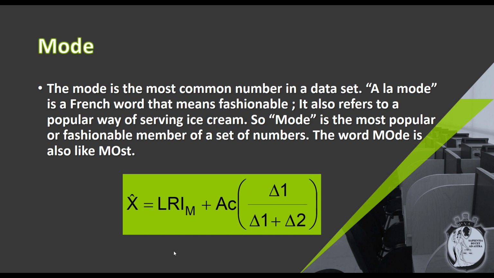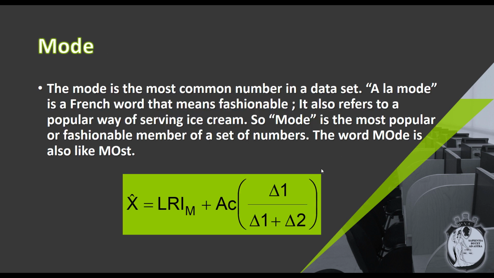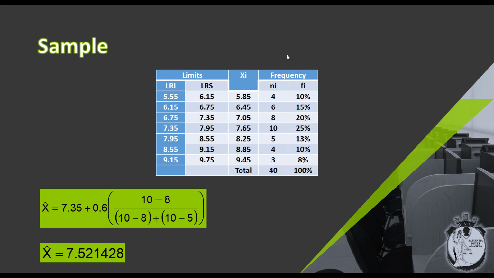Again, this is the formula. It looks very hard, but it's so easy. We have the example here. You need to remember what the mode is: the most common number in the data set. So you need to check the absolute frequency and select the row with the higher frequency. You look here, you can choose that because it's the highest of all.